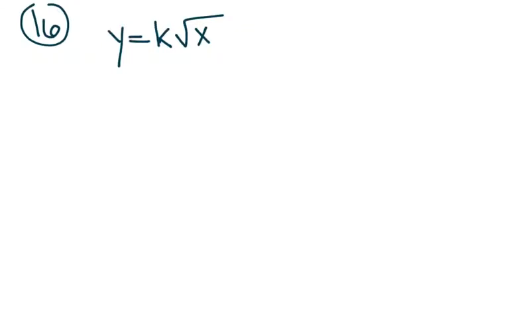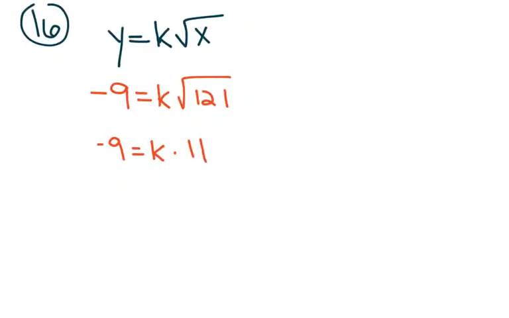All right, now that I have the equation, I can plug in my givens. So it says x is 121 when y is negative 9. So I'm going to solve that for k. The square root of 121 is 11. So k must be negative 9 over 11. So the equation is y equals negative 9 over 11 square root of x.